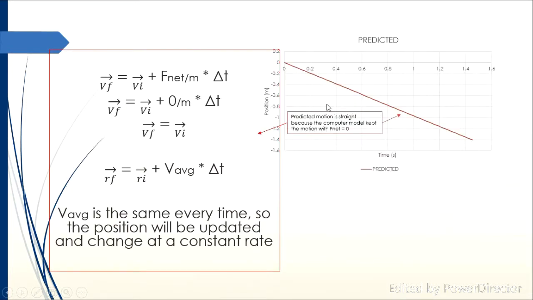Now, this is our mathematical proof of the predicted motion's observations. Because the F net was kept at 0, when we use Newton's second law and calculate it, we can see that the final velocity always equals the initial velocity. This means that the average velocity that we use in the position change equation is going to be the same every single time, which means that the position will be updated and changed at a constant rate.